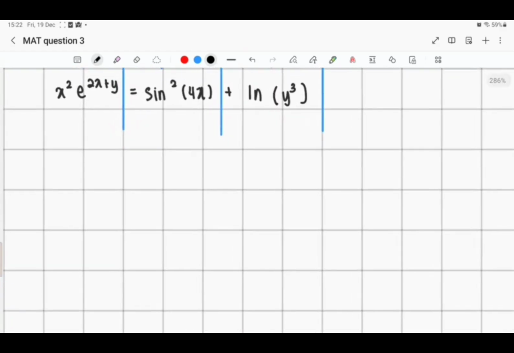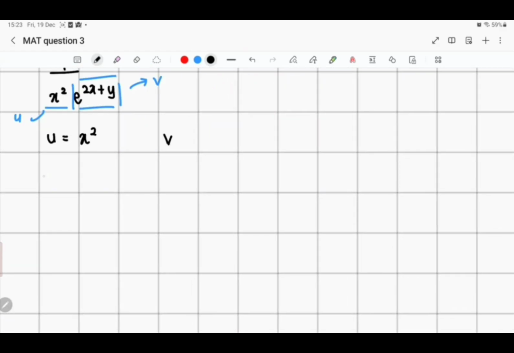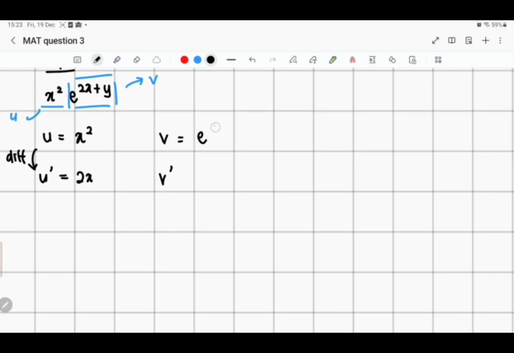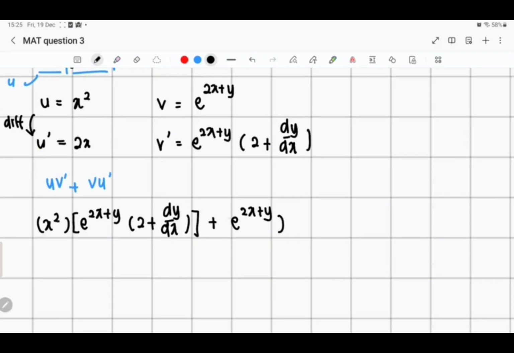Okay, so step 1, we need to let u equal to x squared and let v equal to e to the x plus y. Then we need to differentiate: u prime equals 2x and v prime equals e to the x plus y times 2 plus dy over dx. And then we need to add u v prime plus v u prime.